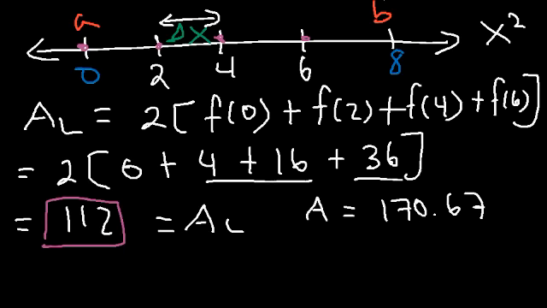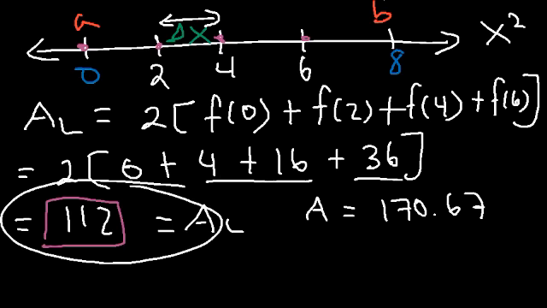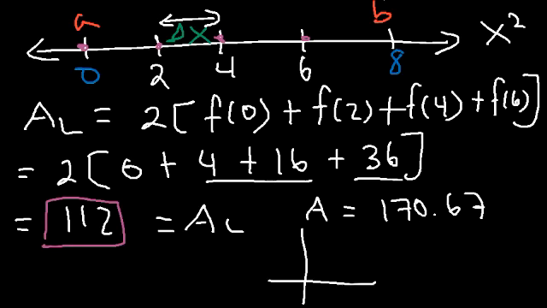By the way, this particular value, the left Riemann sum for this example, is it an underestimate or an overestimate? Because 112 is less than the actual area, 170.67, it's an under approximation, or an underestimate. Anytime you have an increasing function, the left side has a lower y value than the right side. Therefore, the left Riemann sum is going to be an under approximation, and the Riemann sum using right endpoints will be an over approximation.